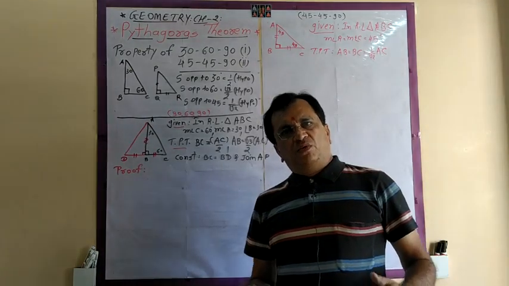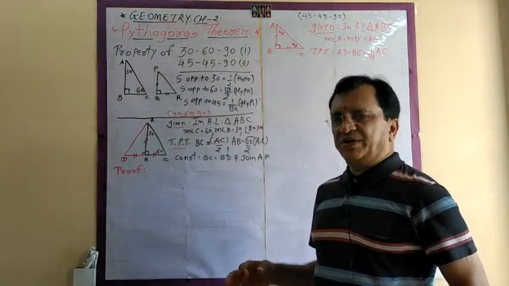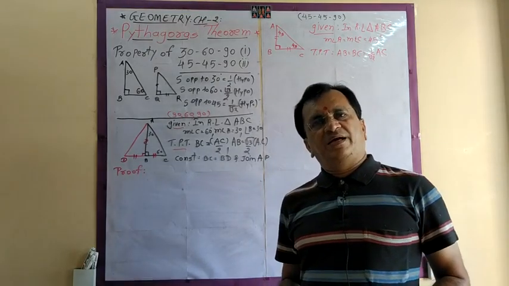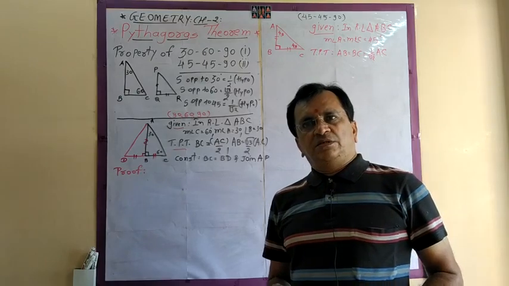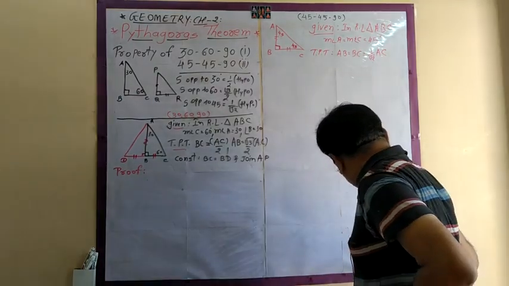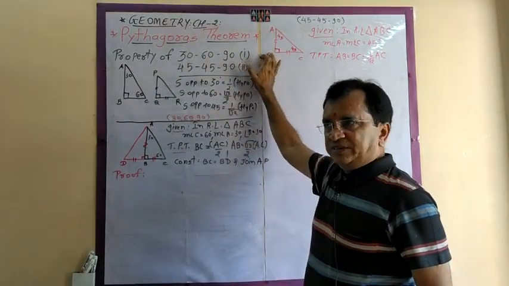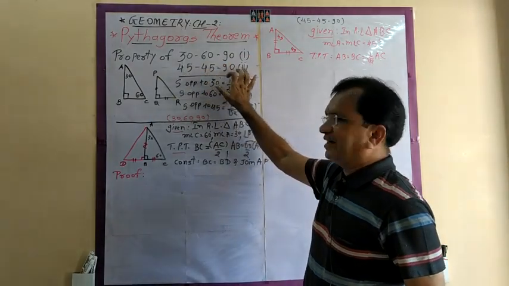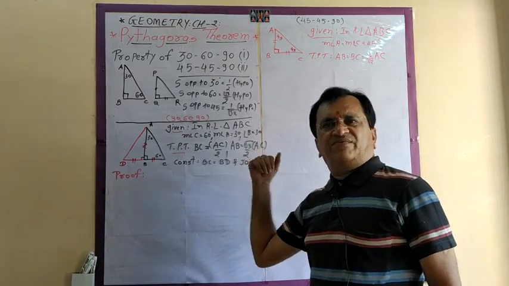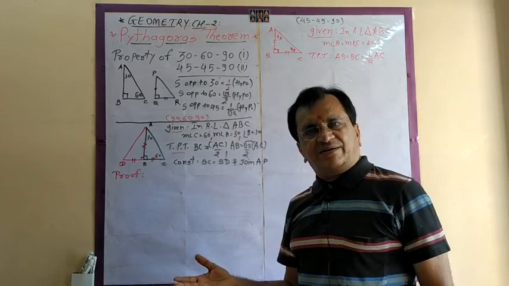Today we will learn one more very important theorem for SSC board exam, that is property of 30 60 90 and the property of 45 45 90. Both the theorems are related to right angle triangle. Property of 30 60 90, first theorem, second theorem 45 45 90. In this we will prove some formulas, three formulas, so that will be very useful for the calculation sums.